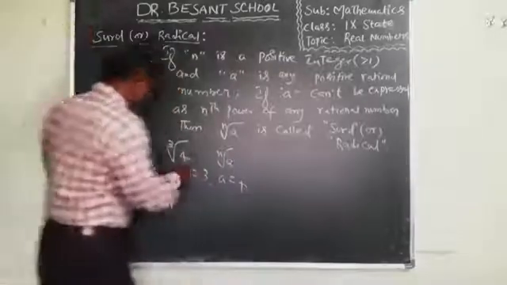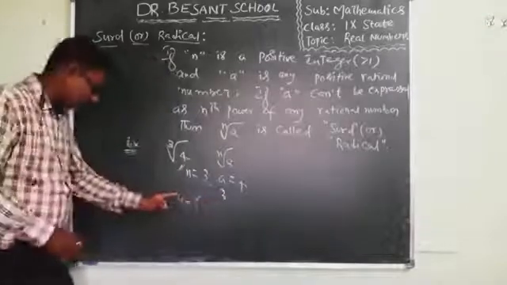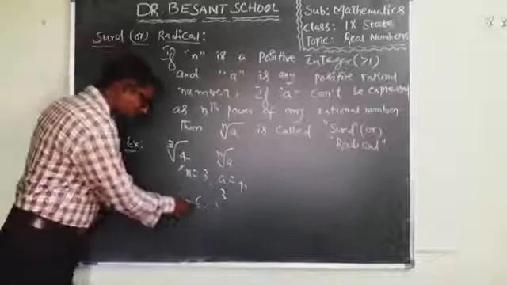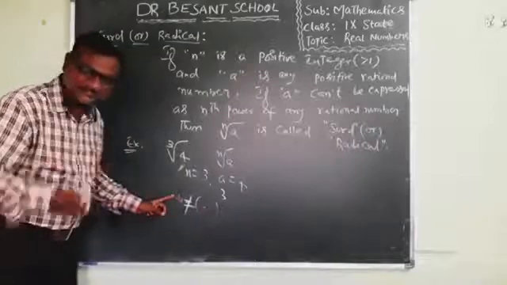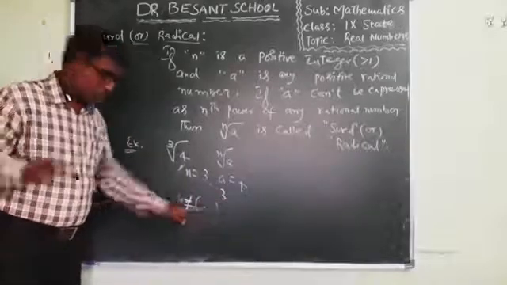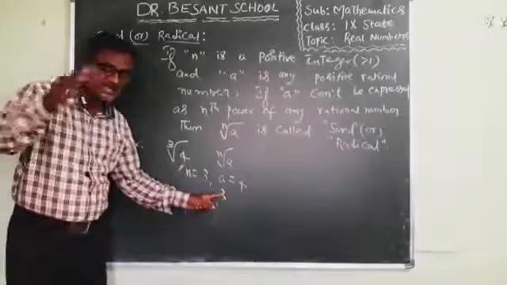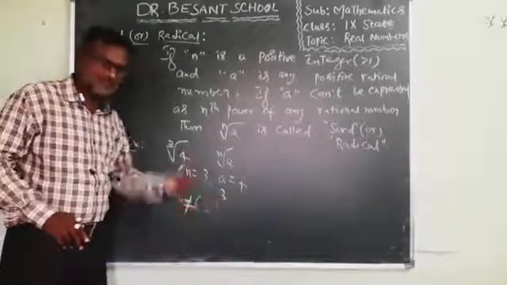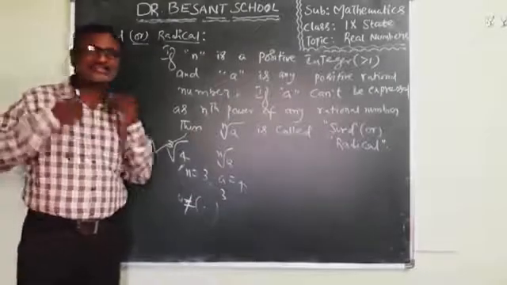Observe, clearly 4 cannot be written in the form of the third power of some rational number. For example, 1 cube is equal to 1, not 4. 2 cube is 2 twos are 4, 4 twos are 8, not 4. 3 cube, 3 threes are 9, 9 threes are 27, not 4. That means 4 cannot be written as the third power of any rational number. That's why the cube root of 4 is a surd or radical.